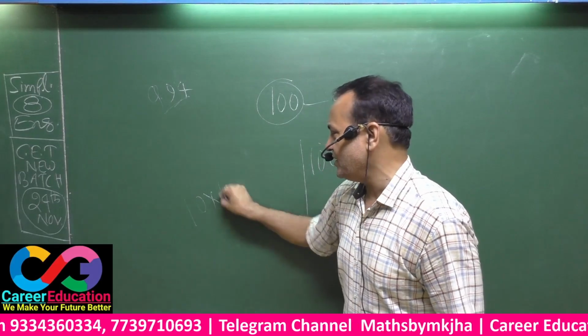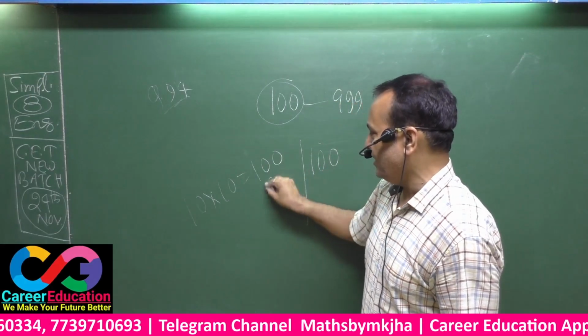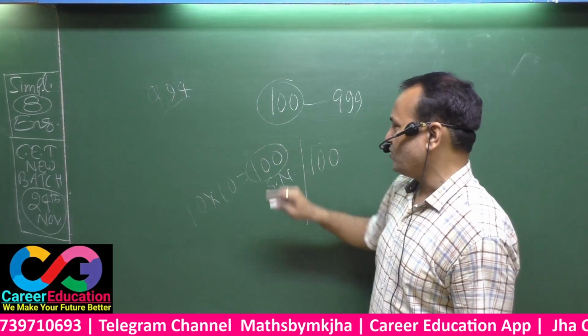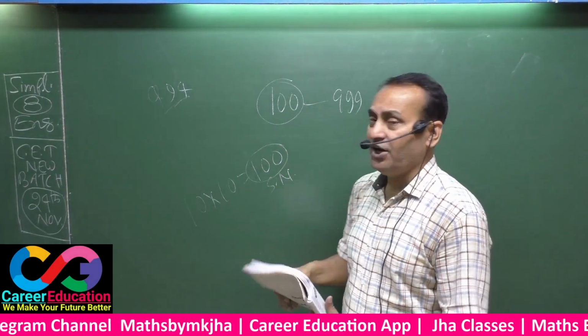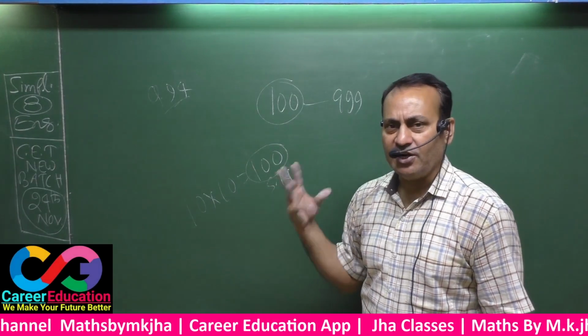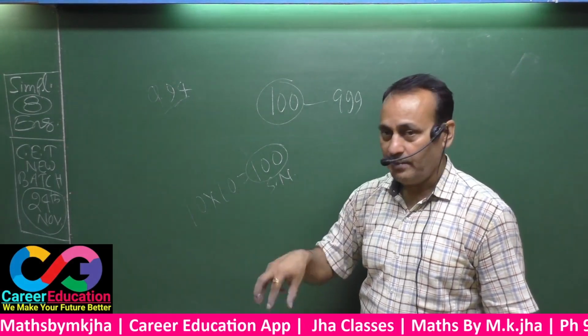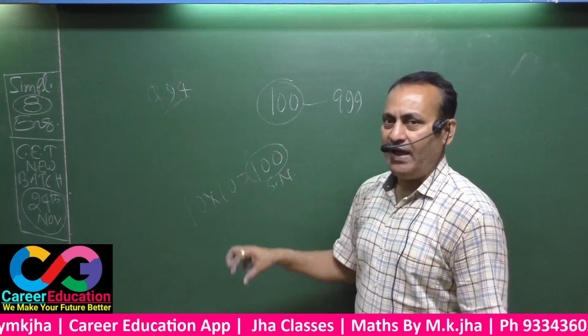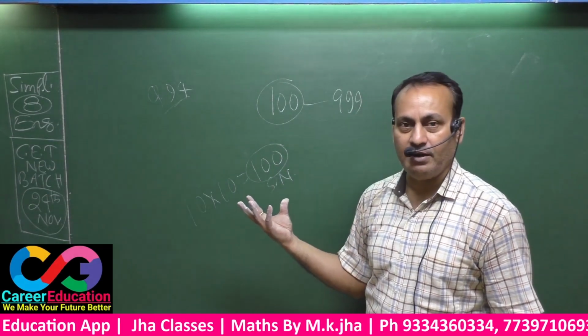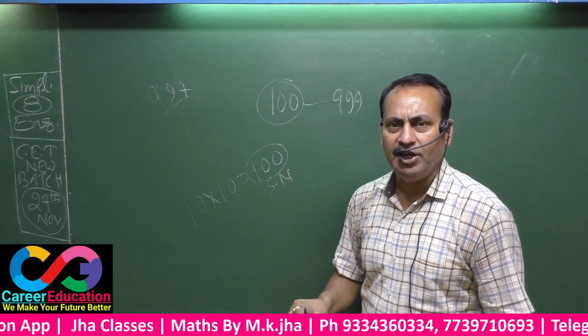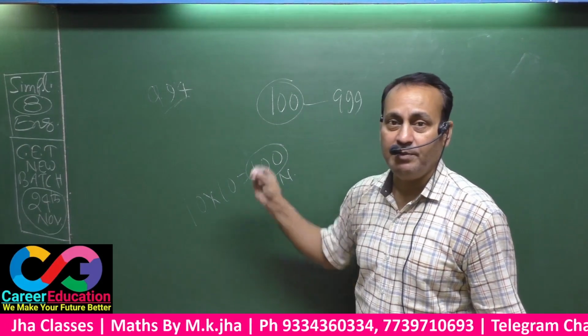This is a very simple question. 10 into 10 is 100. This is perfectly a square number. No need to calculate anything more. That means 100 is 10 into 10. I have already told you in the beginning of this class, if x is multiplied by x, x square will be a perfect square number. If 10 is multiplied by 10, 10 square, that is 100, will be a perfect square number.